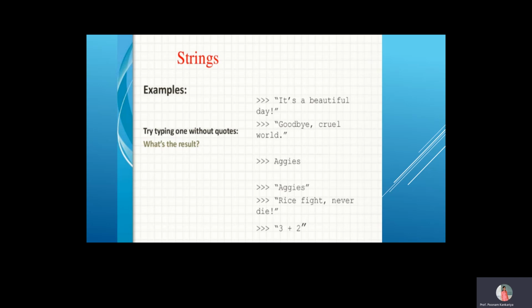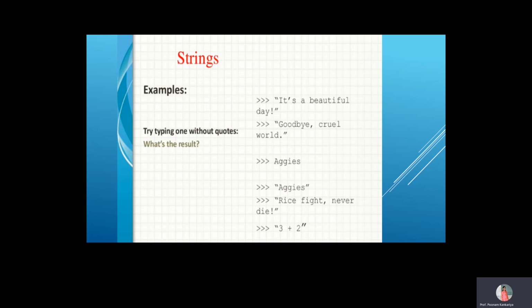Here, suppose we have one example: a is equal to hello. Here a is a variable name and hello is a value assigned to this variable. So here is assigning a string to the variable.